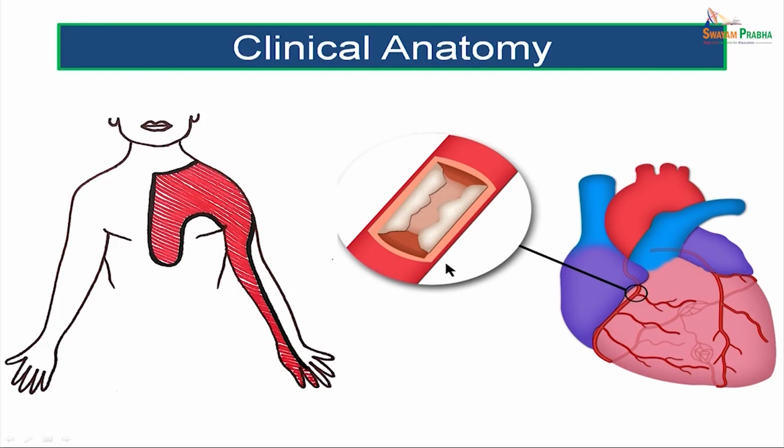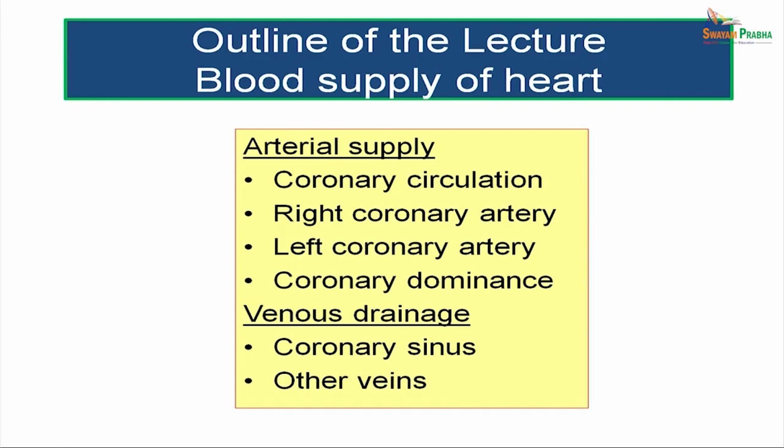Okay? So, let us have a look at the coronary circulation. We will be talking about this topic of blood supply of the heart under the following headings. One is the arterial supply, which we will be covering in detail, which includes the coronary circulation, that is the right and the left coronary arteries, and we will talk a little about what is coronary dominance, which artery could be dominant in supplying the heart.